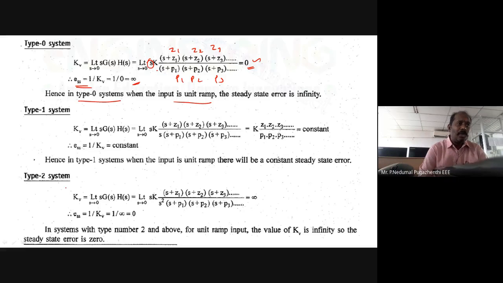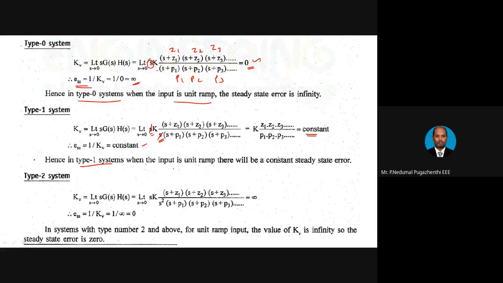Now I will change from type 0 to type 1. So I will have an s here. So s by s gets cancelled, I will get a constant value. 1 by constant will again be a constant. So I will not have an infinite error, but I will have a constant error. For a type 1 system and input is a unit ramp, my constant steady state error will be there.